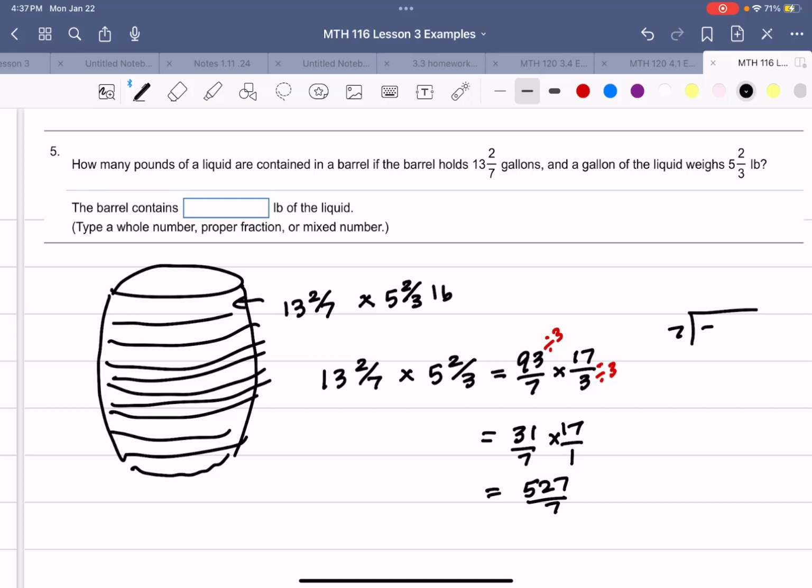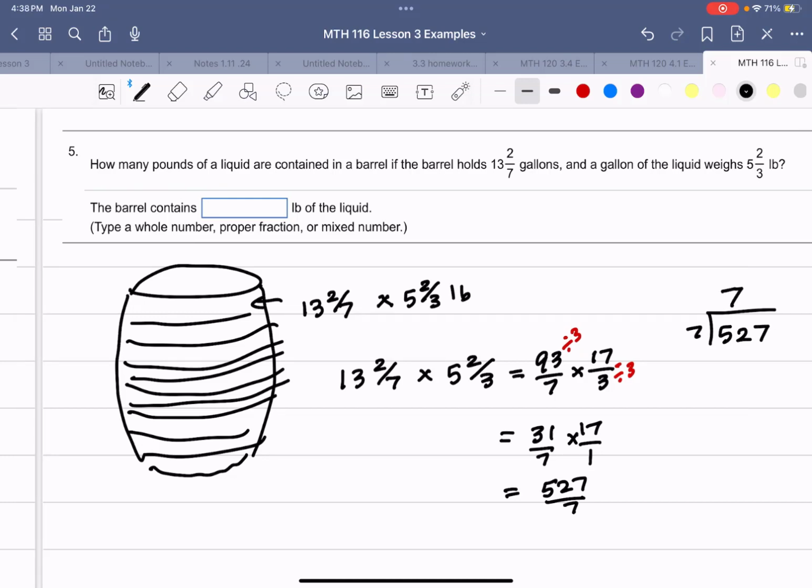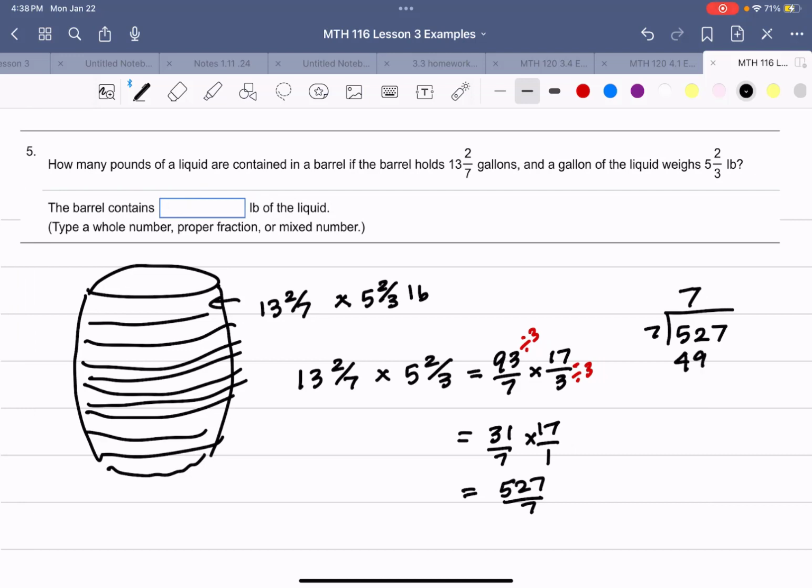So 7 goes into 527. Let's see, 7 times 7 is 49. When I subtract that, I'll get 37. 7 goes into 37 5 times. 7 times 5 is 35. Subtract, I get 2. So 75 2/7. The barrel contains 75 2/7 pounds of the liquid material.